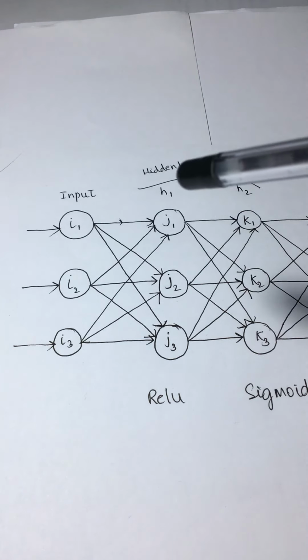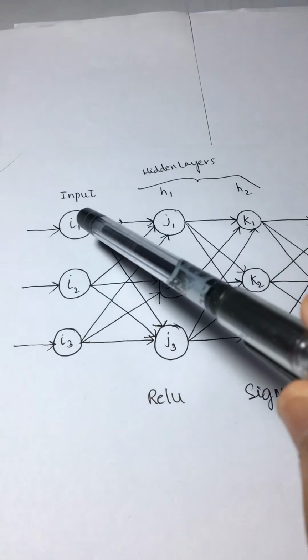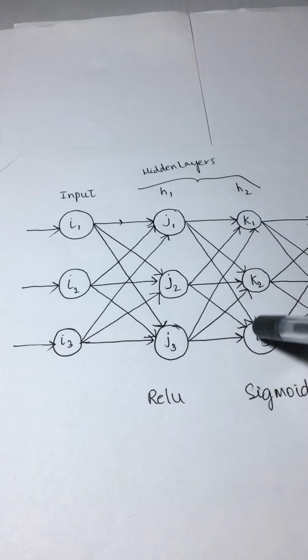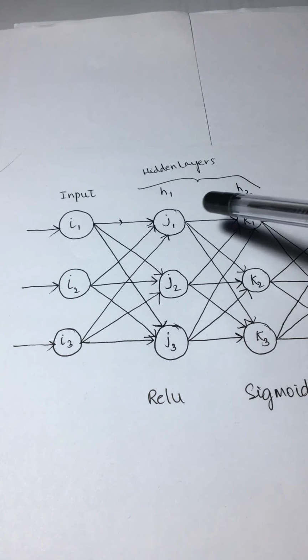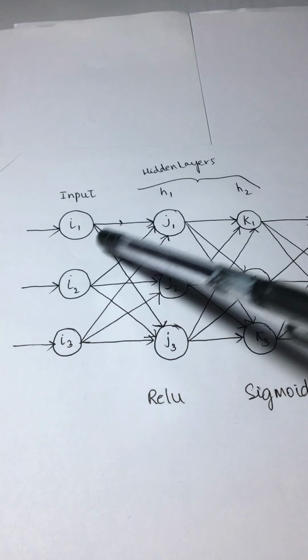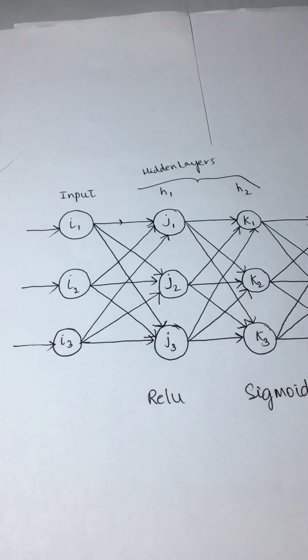Again going back to the same image of a neural network, all these connections which you see over here, maybe a connection from I1 to J1 or from J1 to K1, are in general nothing but the weights between these two nodes. In order to clearly understand this, let us take a step back.